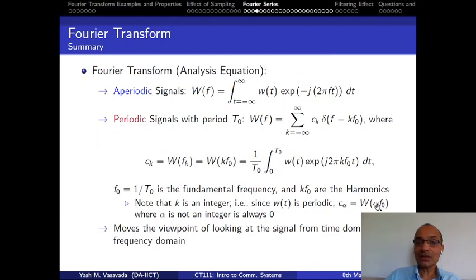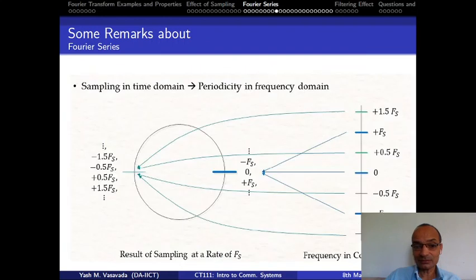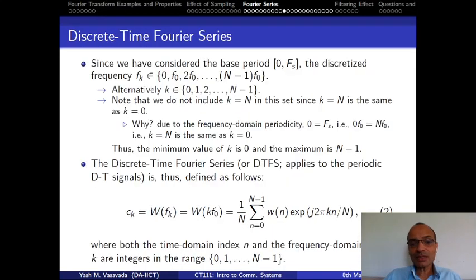Alpha, where alpha is not an integer, should not be in our consideration. So essentially what we have done is that by considering the signal to be both sampled in time domain as well as being periodic in time domain, we have made the frequency spectrum also sampled as well as periodic.